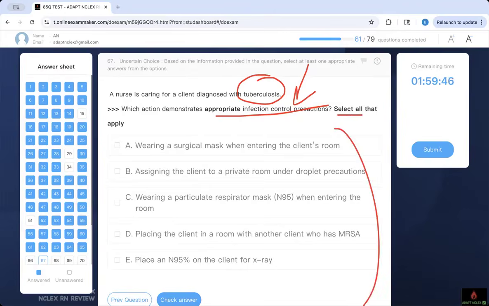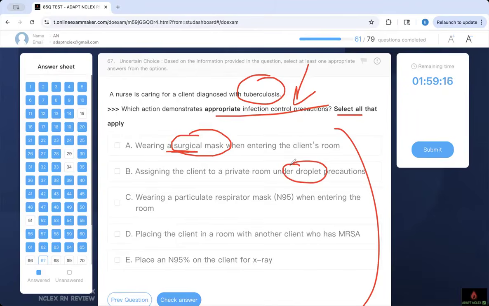I'm not picking everything. Wearing a surgical mask when entering the client room. A surgical mask for TB? What do we need? You need airborne. Is a surgical mask enough? Negative. Don't pick it. I know a lot of people will ignore the word surgical and will pick it. Done. It's a select or apply. Don't pick it. Assign the client to a private room under droplet. It's not droplet. It's airborne.